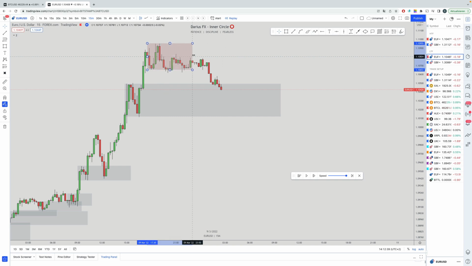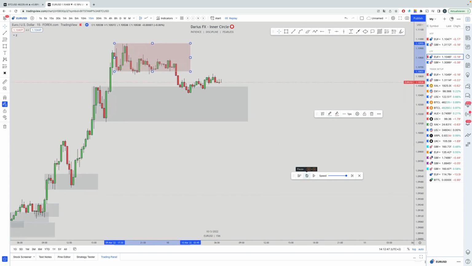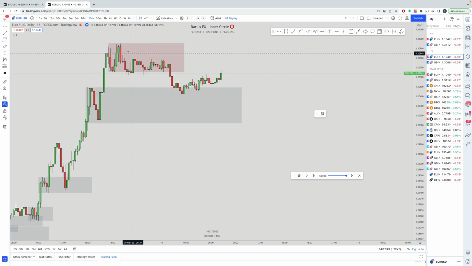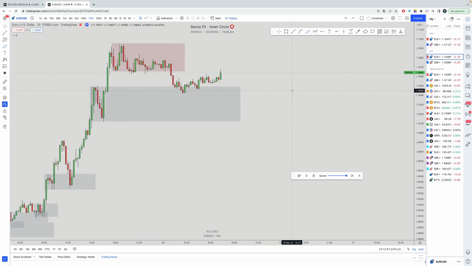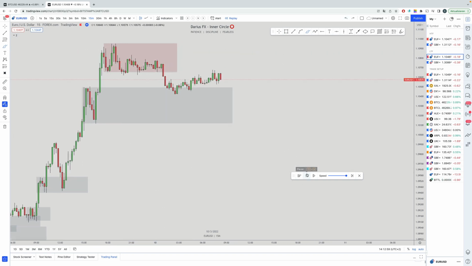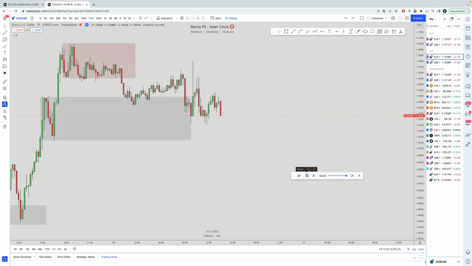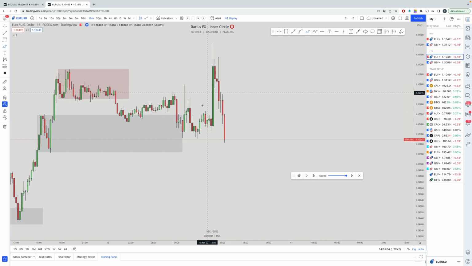But as you can see, this supply range is already mitigated, so this one should actually not really work anymore. It's already mitigated, because it came from here, came immediately back up, and it even mitigated something here like this. So this one should right now not be the best supply zone, let's say. Okay, demand range, boom, perfectly.